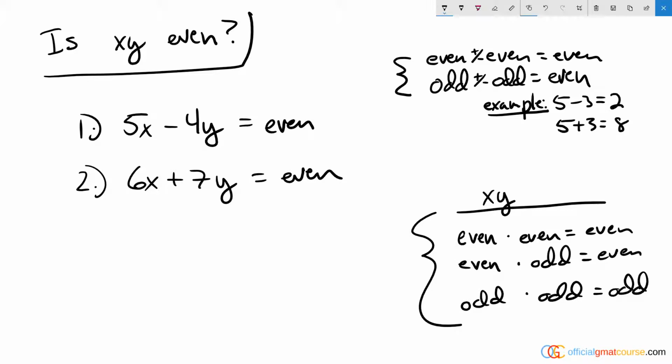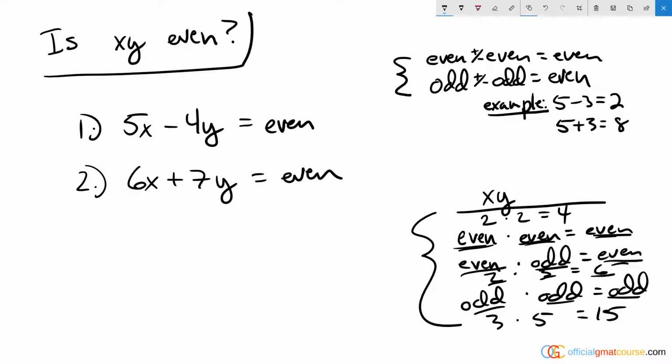Well, X times Y is even if you have, for example, 2 times 2, you get 4. So even times even is even. Or 2 times 3 is 6, so even times odd is also even. But 3 times 5 is 15, so odd times odd is odd. And so basically, if you have an even and you multiply any other number, you always get an even. But the only way to not get an even out is to have odd times odd.